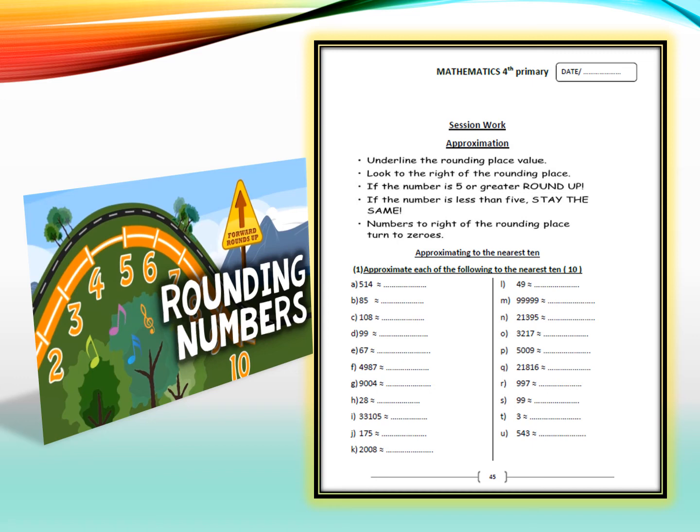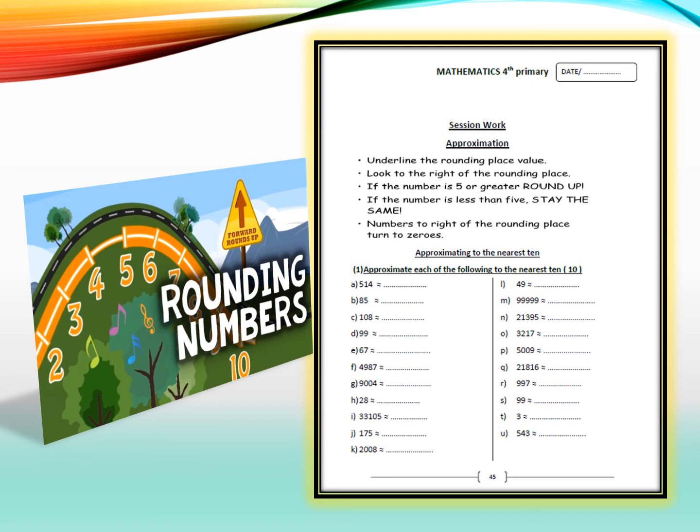Don't add 1 because 4 is a weak number. So I will write 1, and the 4 becomes 0, and I will write the digit 5. So 514 after approximation will be 510.